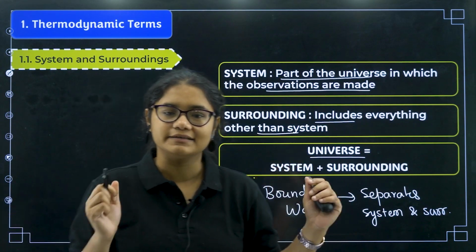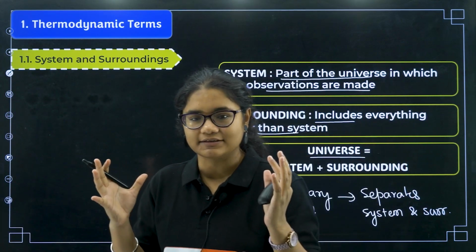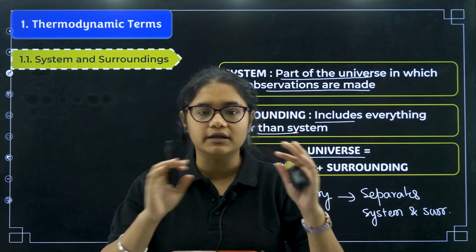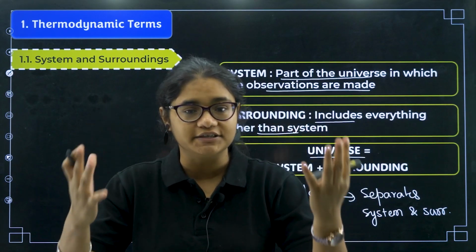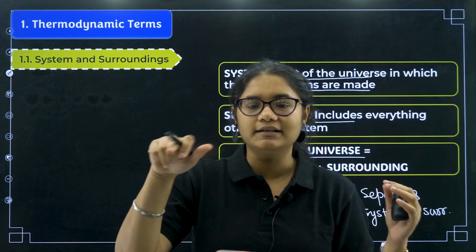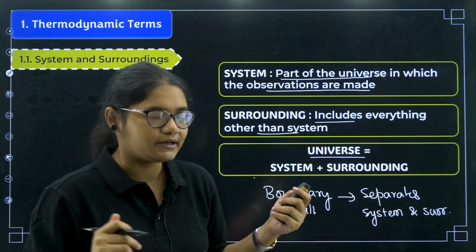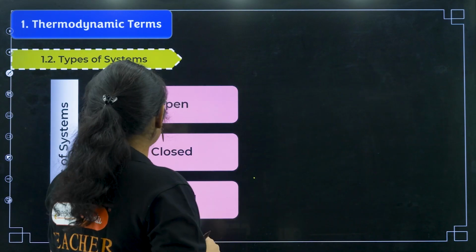What is system and surrounding? Where you are doing any reaction or anything, that particular system, where observations are made, that is system. Other than that, everything is surrounding. Clear? Next coming to types of system.